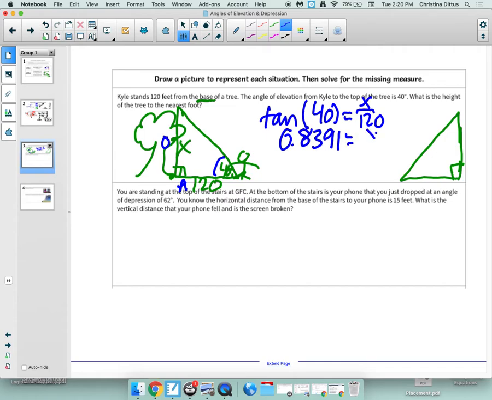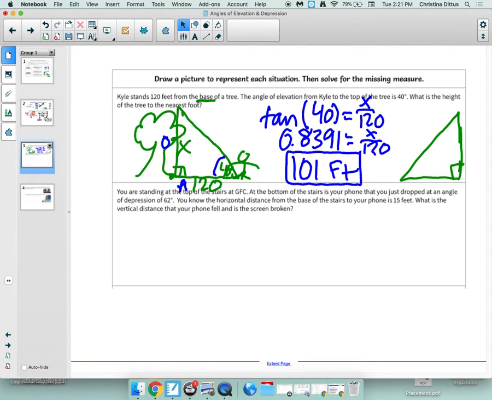Perfect. Do I have to swap my two numbers or just multiply? Just multiply. So take 0.8391 times 120 and give me the nearest foot. 101. Perfect. Why did they get 16? I don't know. Oh, I actually did 20.